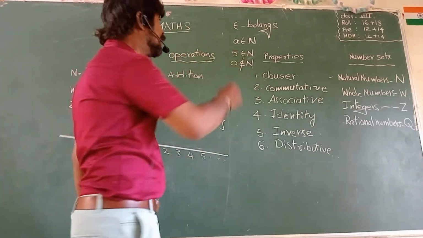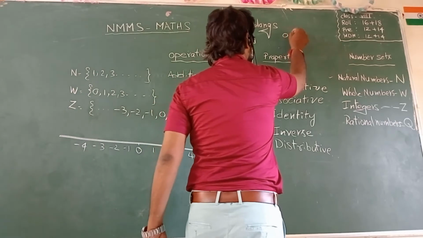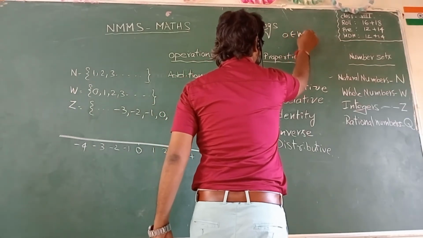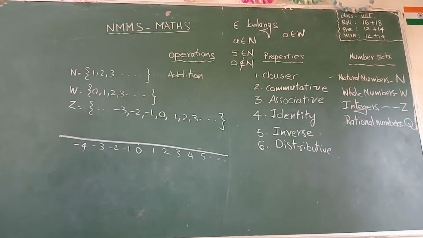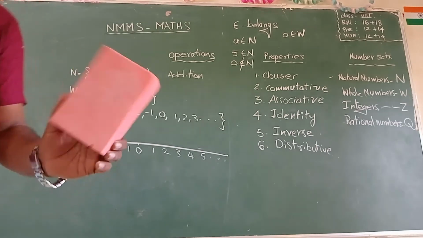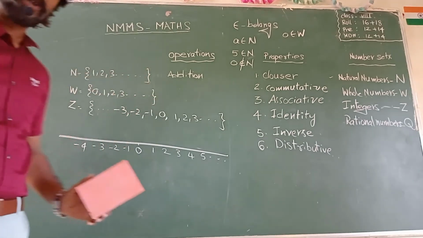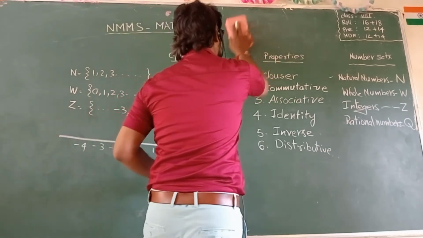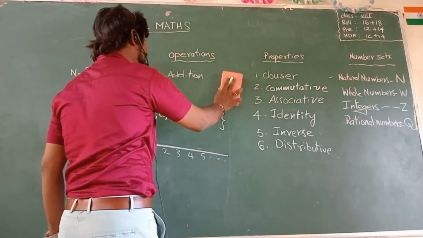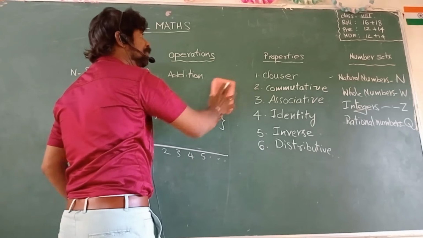Okay, but 0 belongs to whole numbers. Whole numbers are denoted by the letter W. So like that, some symbols are there in math. We must know those symbols. And another symbol, you know already. You learned all these things from your childhood.